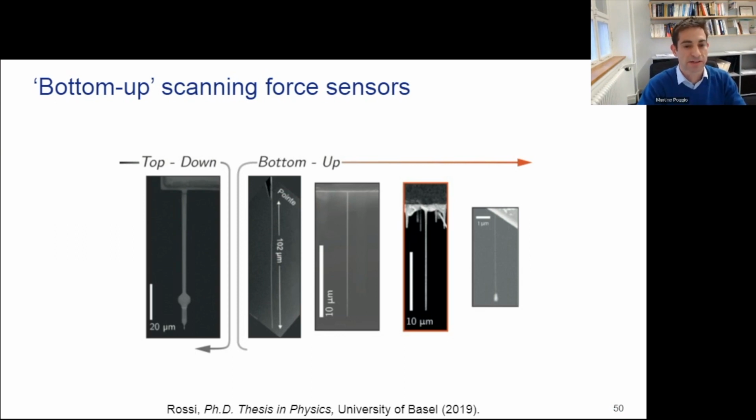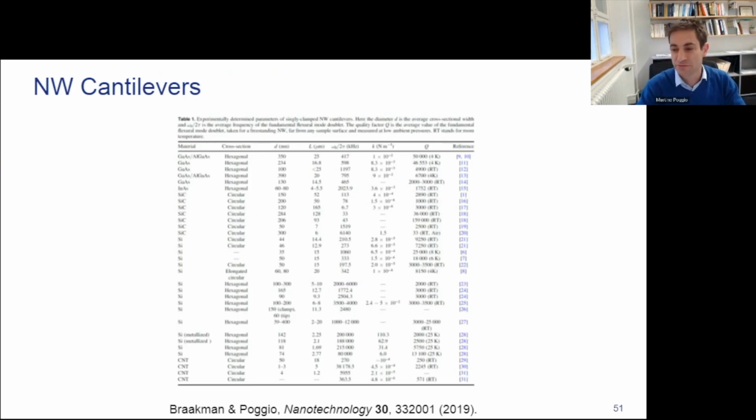And so we've been going, as a community, from top-down devices like that silicon cantilever I showed you, or the standard AFM, MFM cantilever, towards things like nanowires, nanotubes, very small mechanical objects that are typically grown from the bottom up. And this is just a big table from a recent review that I wrote with a colleague of mine of all the nanowires that have been used and their properties. It turns out that they have very good mechanical properties. Detecting their motion is not as hard as you might expect, and they can really improve force sensing sensitivities going forward.